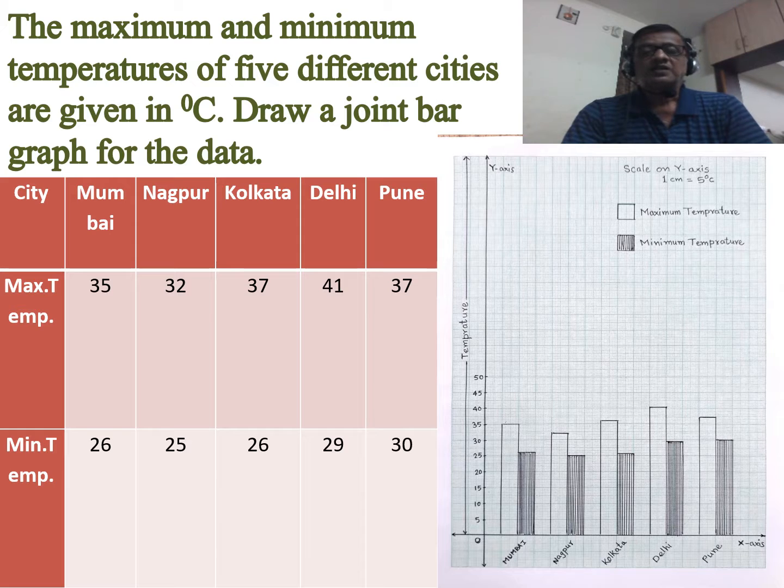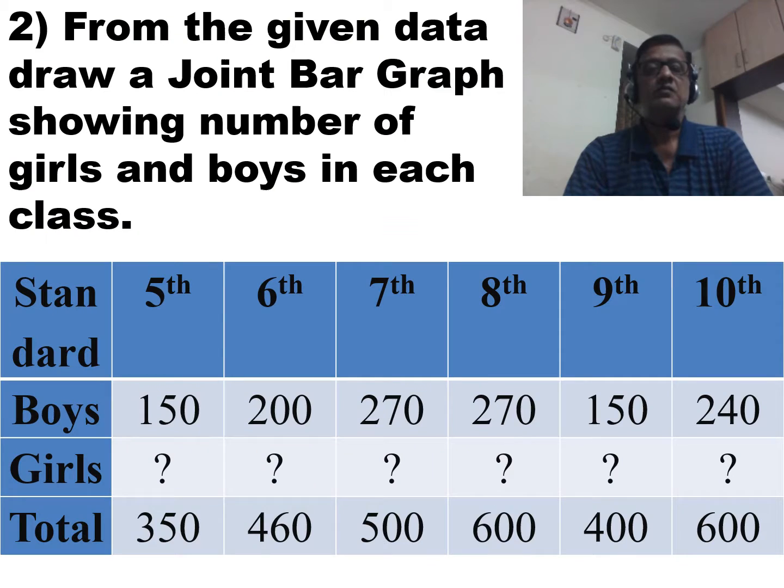Now see the conditions in your notebook again and compare those conditions with this graph. Quantities are 2, quantities have the same units, width of the columns is the same, and distance between any two consecutive joint bars is equal. This is the second problem.